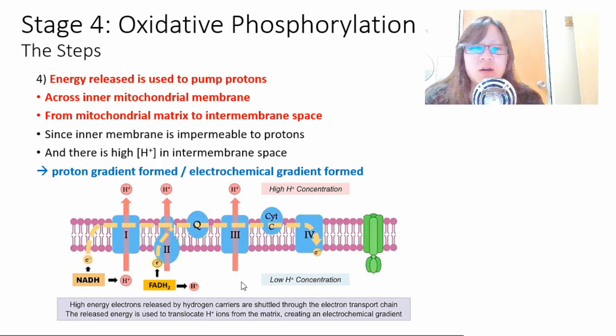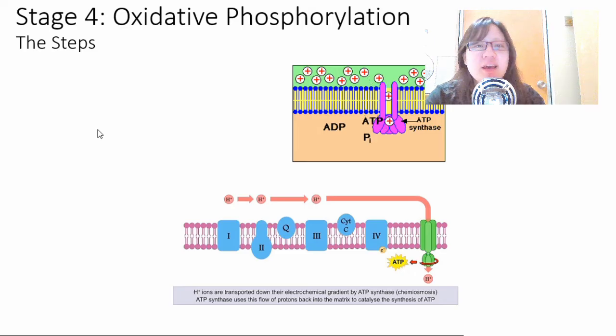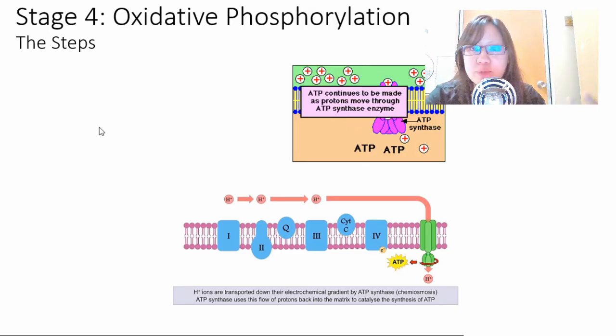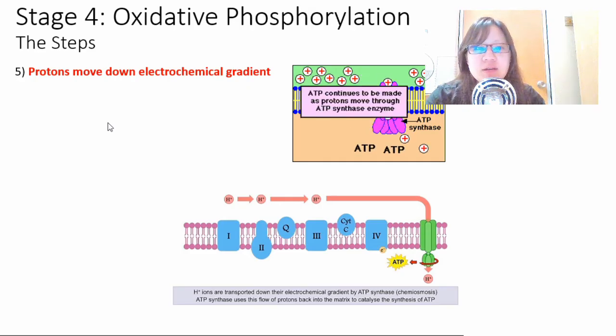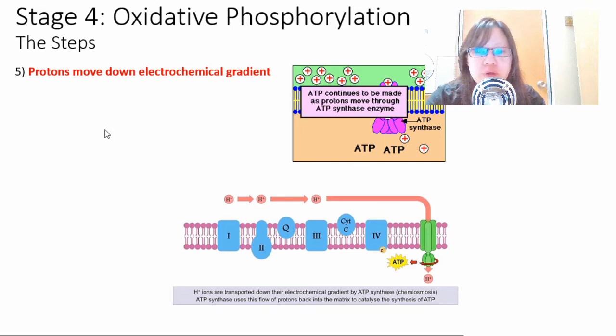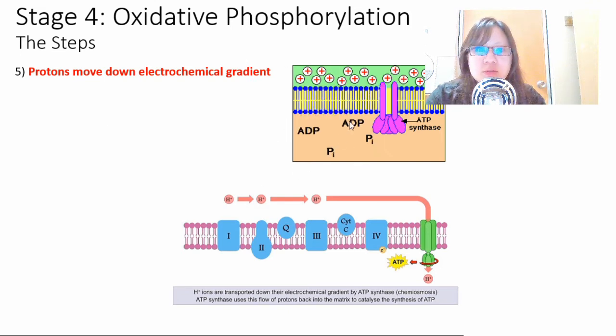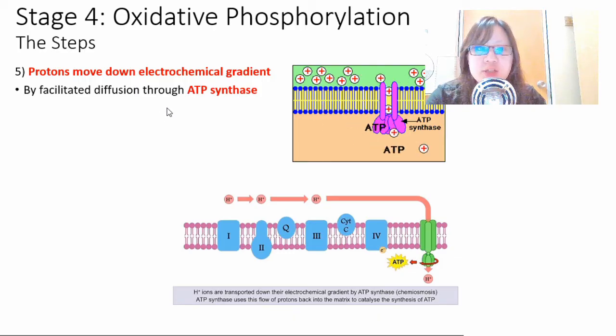Although this is very often seen in diagrams, it doesn't matter as much. So let's move on. Okay, so where did we stop? We stopped at the formation of a proton gradient, or electrochemical gradient. So what happens next? Protons move down the electrochemical gradient. There's a proton gradient, and therefore they move down via facilitated diffusion, naturally, with no need for energy here.